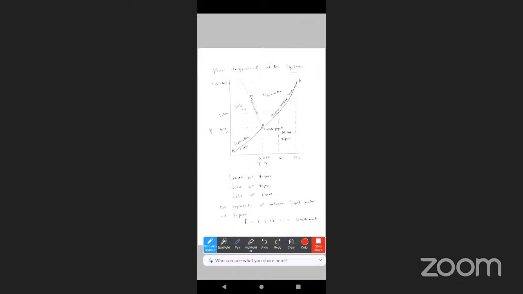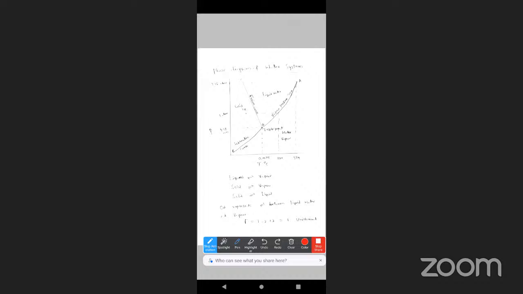Now, if you observe the curve OA, which is the vapor pressure curve, and OC is the fusion curve. That is, when the solid melts, it converts into liquid. And this OB, which is prolongated towards the origin of these two axes, is the sublimation curve, where the solid and vapor are in equilibrium.